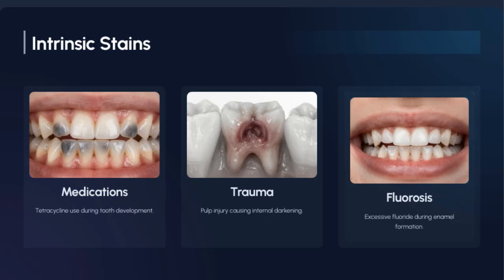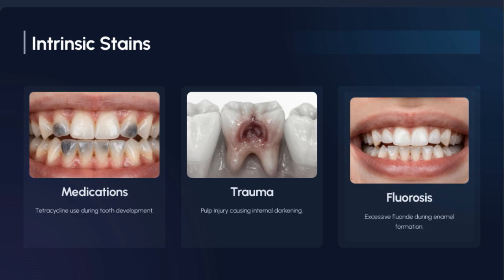Now, let's discuss some of the intrinsic stains that can affect the teeth. One major cause is excessive fluoride intake during enamel formation, which leads to a condition called fluorosis. This condition can cause the enamel to develop white spots or even brown discolorations if the exposure is severe.